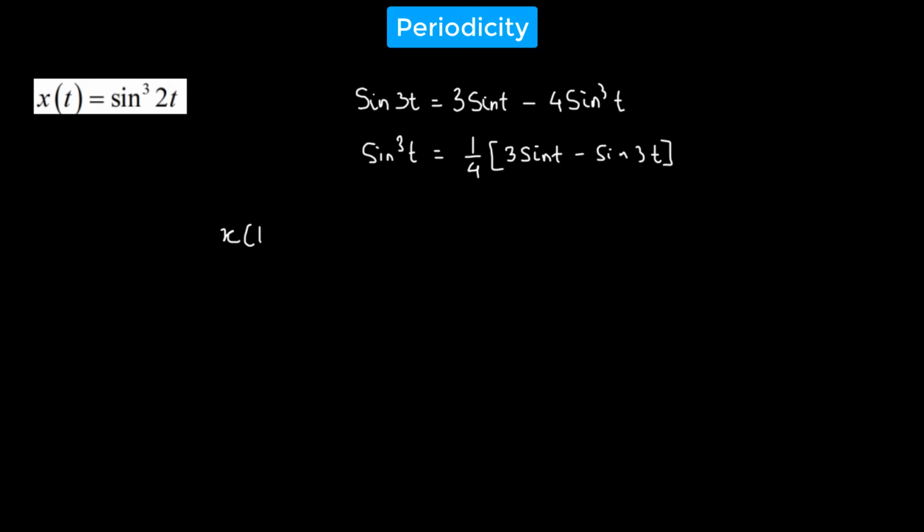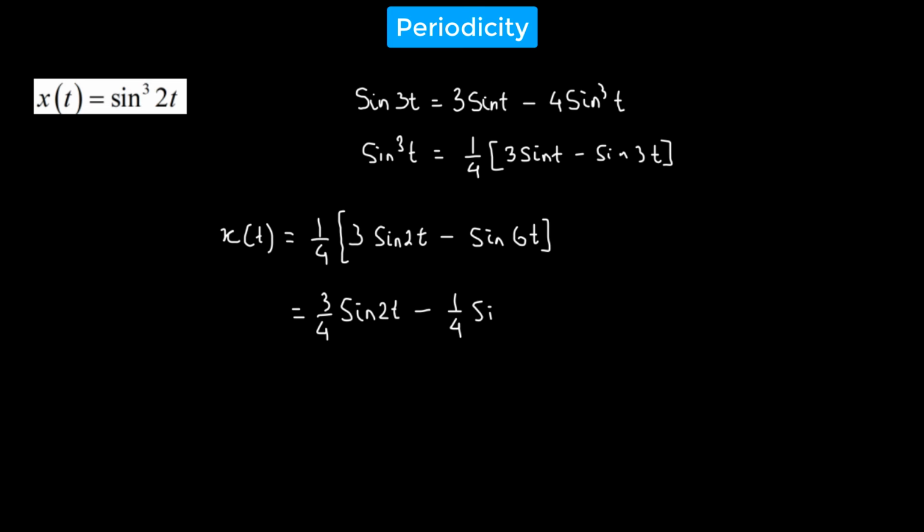So that means x of t will be equal to 1/4 of 3, and instead of sine t, we'll rewrite it as sine 2t minus sine 3t. So t will become 2t, and 3 times 2 gives us 6t. So the simplified form of x of t will be 3/4 of sine 2t minus 1/4 of sine 6t. This is a simplified form of the continuous time signal.